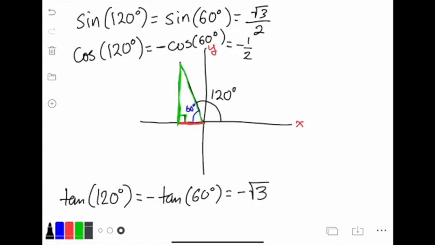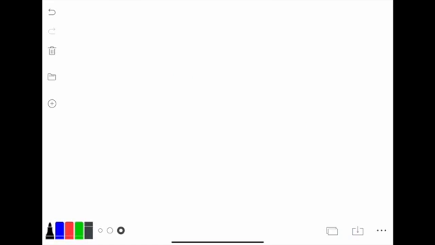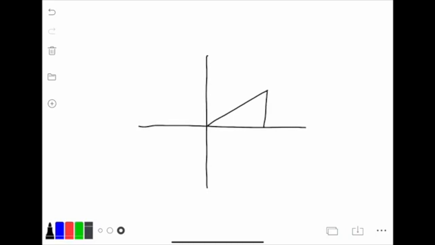And of course, the reciprocal trig functions are just the reciprocal of these answers. Now, let's take a look at all right triangles. In the first quadrant, a right triangle would look something like that. In the second quadrant, a right triangle would look something like that. In the third quadrant, the right triangle would look something like this. And in the fourth quadrant, a right triangle would look something like that.